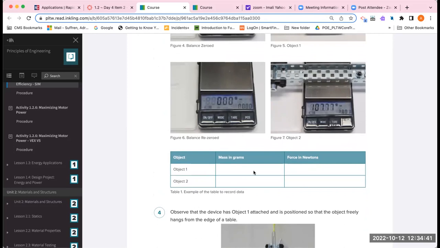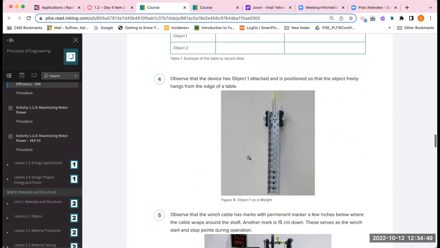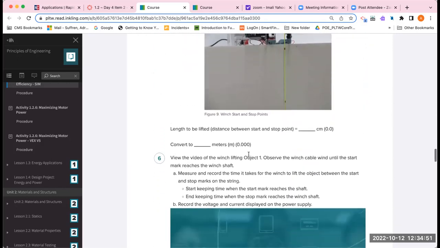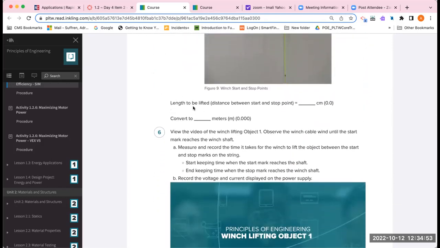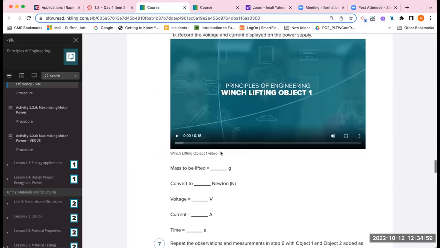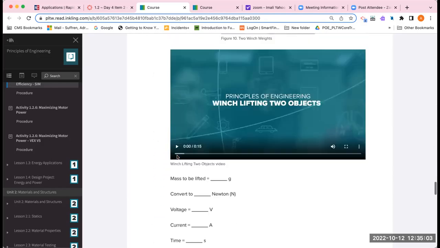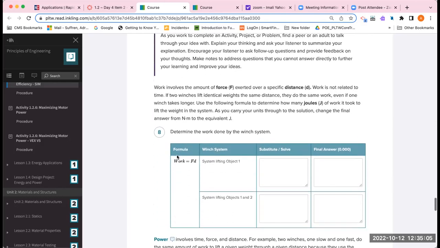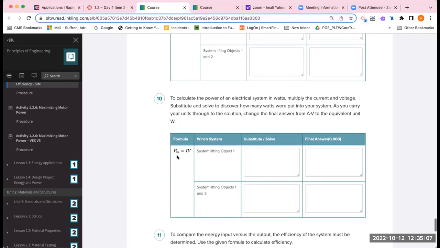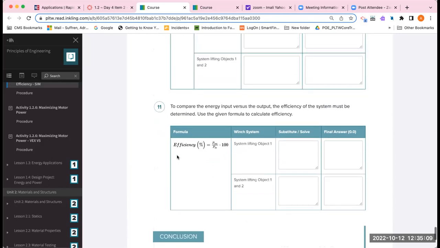Okay, you're going to convert our grams to our force in newtons. Just follow the activity. Make sure you get the length, you convert it to meters, watch the video, fill in these sections. And when you're completing this activity, put your investigative hat on.